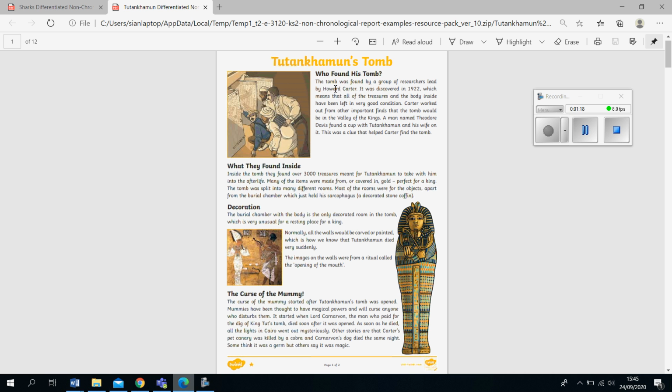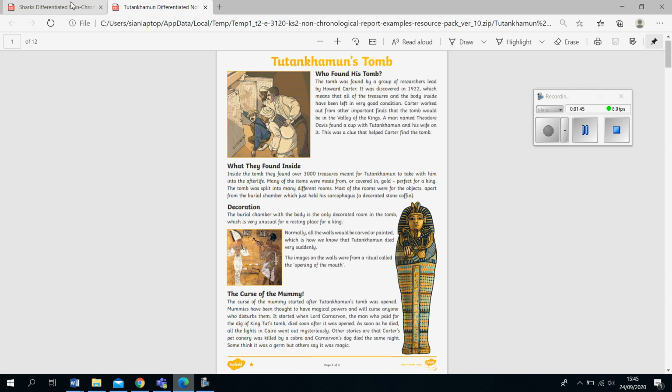We don't have a timeline that tells us the earliest thing that we knew about Tutankhamun to the latest and the most recent thing that we knew. This is just information that goes underneath each of those headings. So all of the information that we know about who found his tomb is under this first heading here. All of the information that we know about what they found inside is under the next heading, etc., etc.